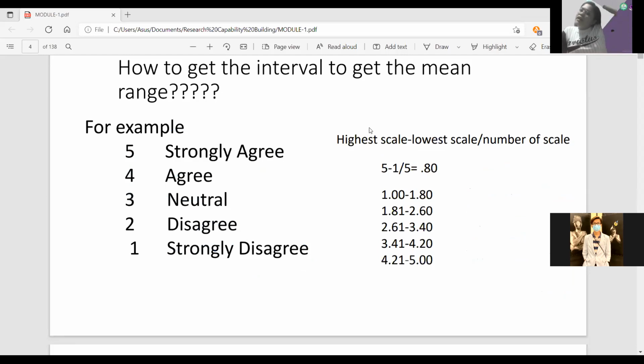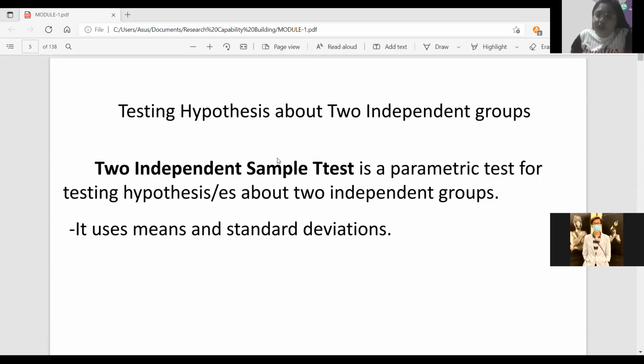Anything else? Any clarification? Okay. Now, let's talk about inferential statistics.